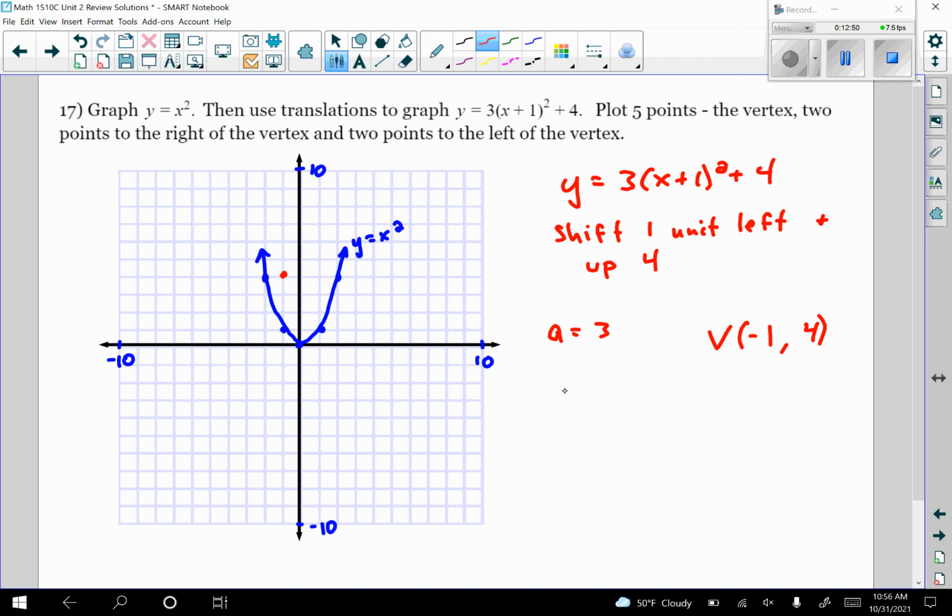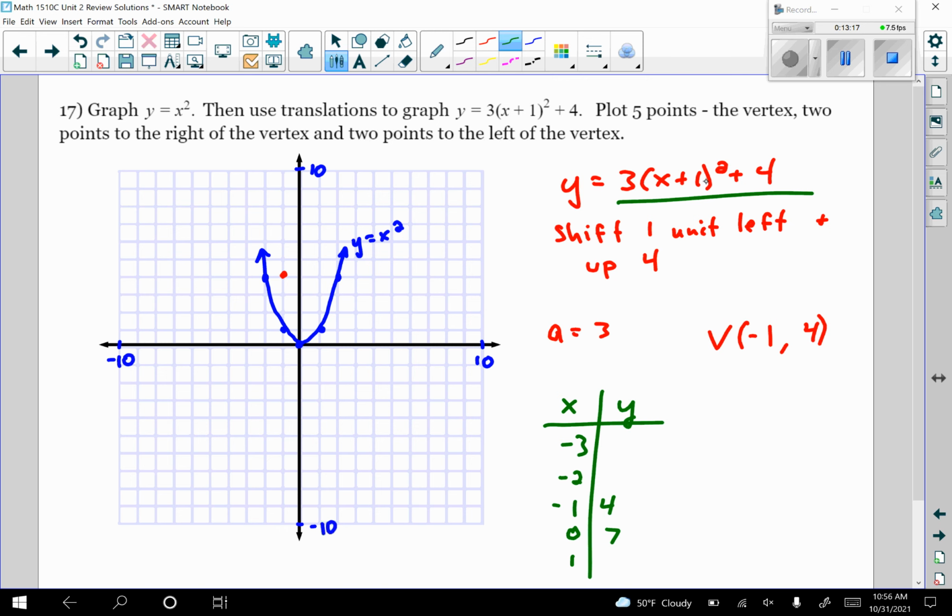And with a being 3, we can make a table of values. So I've got negative 1, 4 in the middle here. So let's go negative 2, negative 3, 0, and 1. I'm going to start with 0 and 1 because those are easier to substitute in. So I'm going back up to this. So 0 plus 1 is 1. 1 squared is 1. 1 times 3 is 3. 3 plus 4 is going to give us 7.